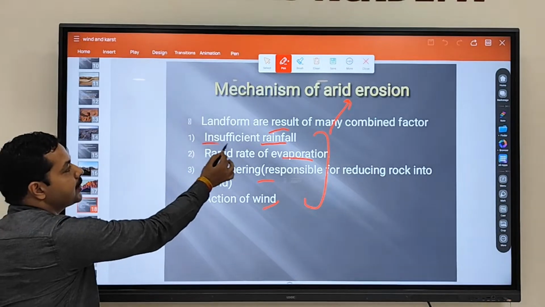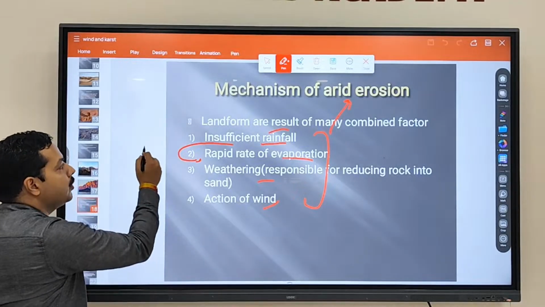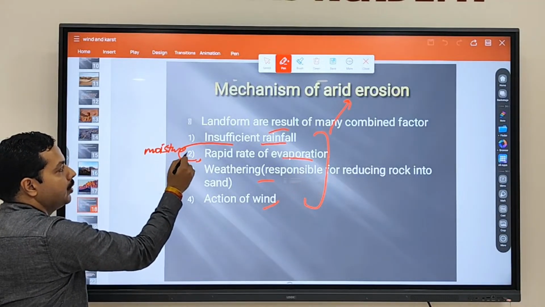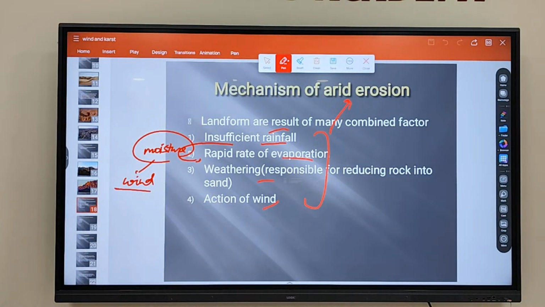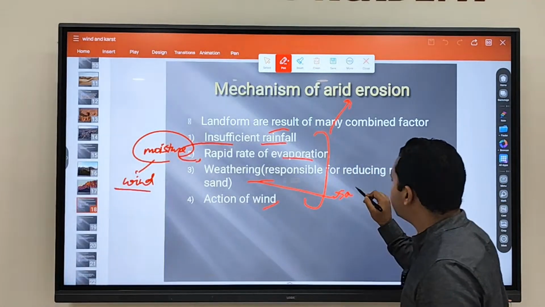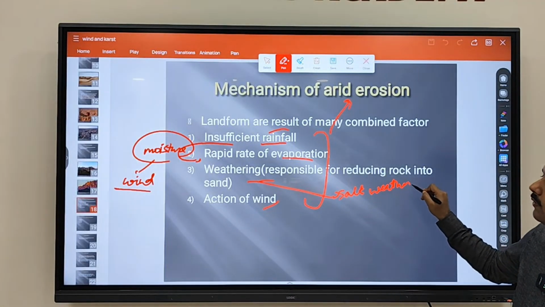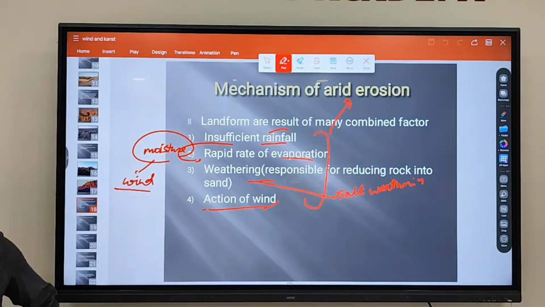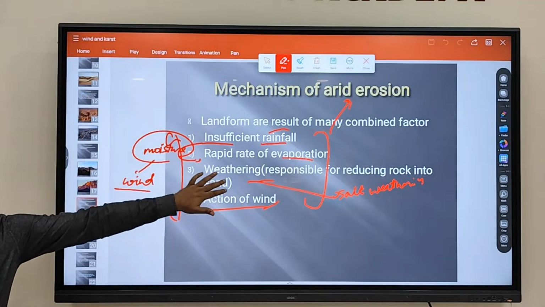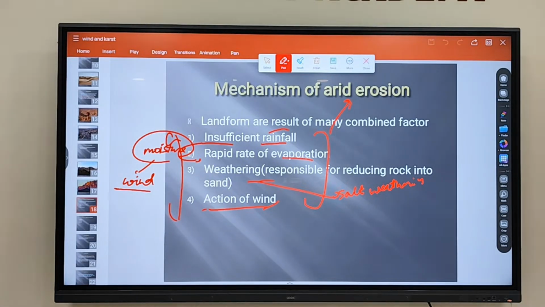So if there is insufficient rainfall and more evaporation, the soil will lose more moisture, and with less moisture it is easier for the wind to erode. That's why insufficient rainfall, rapid rate of evaporation, and weathering of rocks, like we discussed. Which type of weathering dominates in the desert region? Salt weathering. Yes, we discussed which type of weathering generally dominates in the desert region. Clear? So weathering will happen, and finally the winds are moving, so winds will carry these particles. These four are the reasons responsible for arid erosion. Fine.